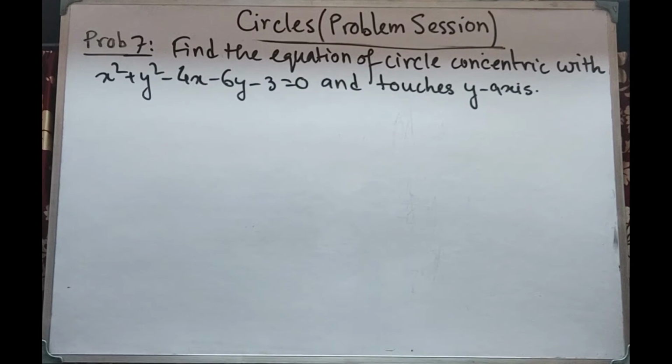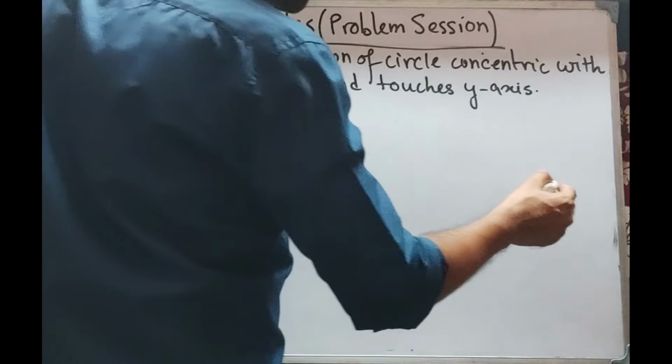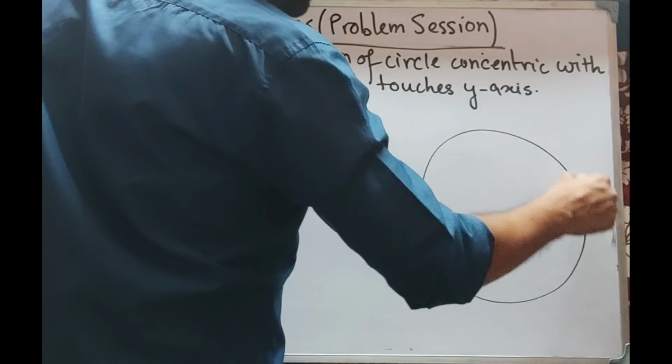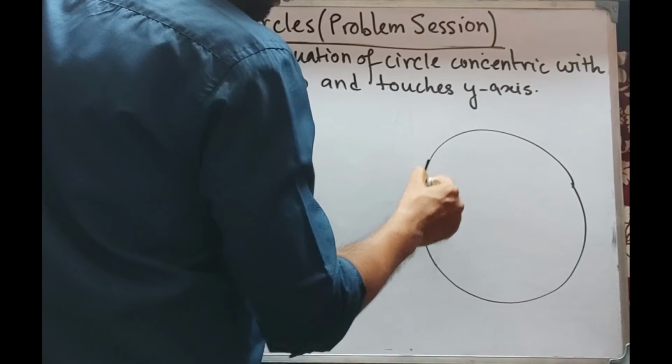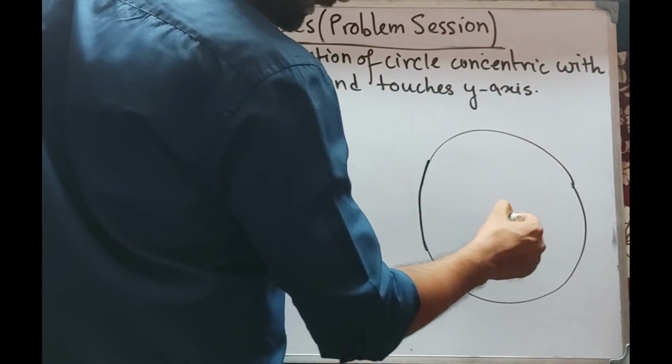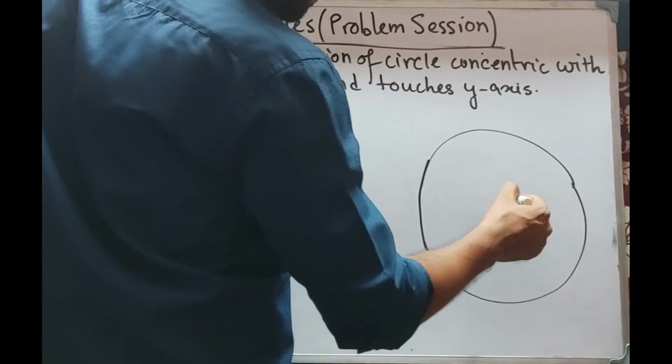So this is our next problem. Find the equation of a circle concentric with this circle and touches the y-axis. So first let me show you the picture. Say this is the circle. This here, and say this is the center.